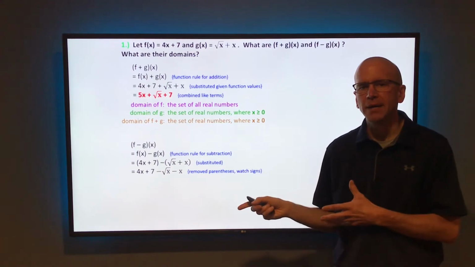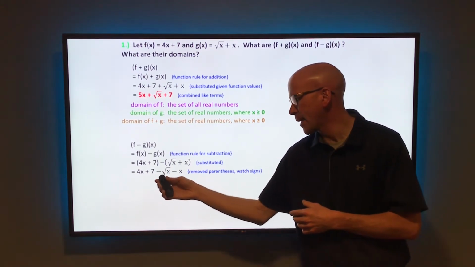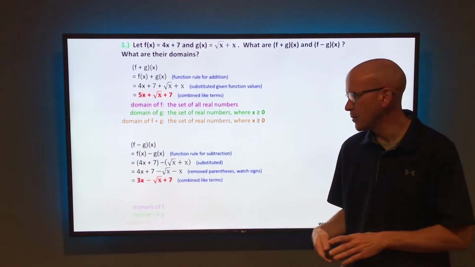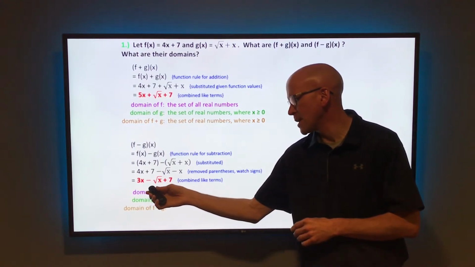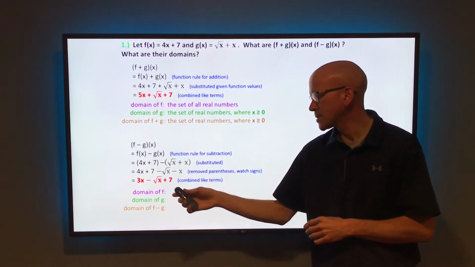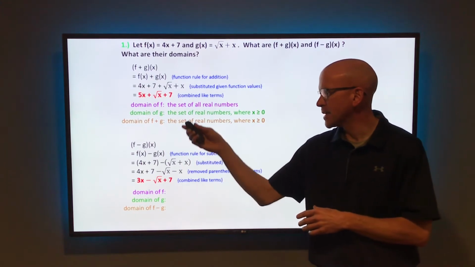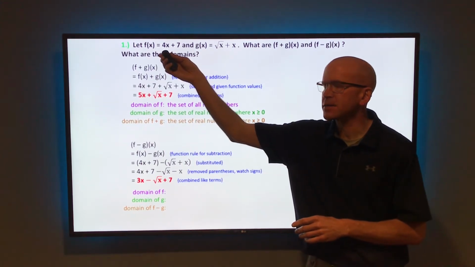Go back through and combine any like terms. Like terms would be 4x and negative x. If you combine those, that is 3x. So it would be 3x minus the square root of x plus 7. Now the domain of f, just as it was above, if you look at f of x, there are no restrictions.